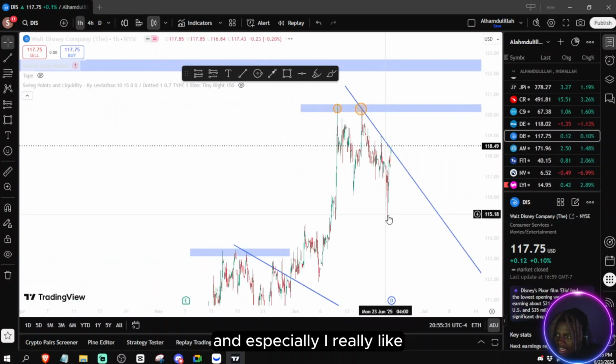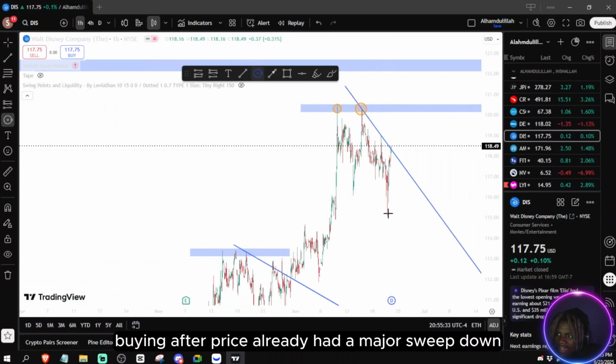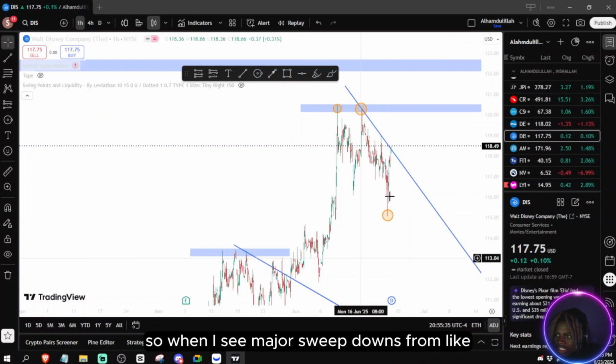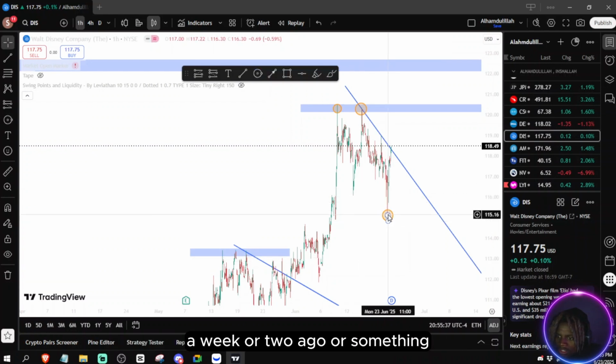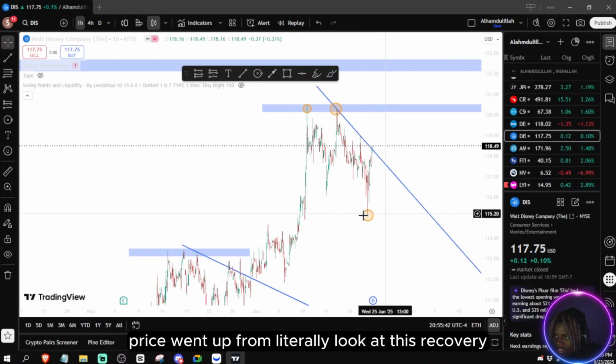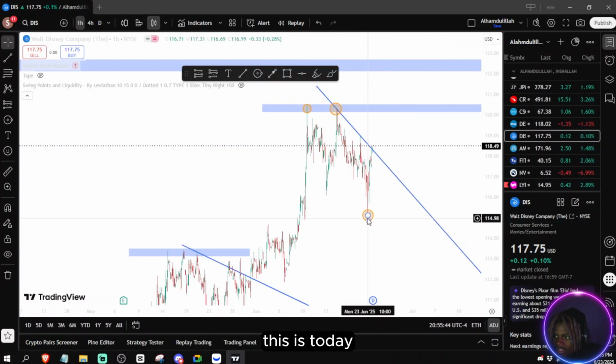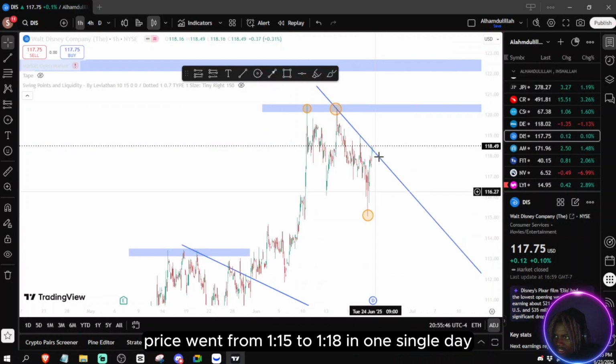And especially, I really like buying after price already had a major sweep down. So when I see major sweep downs from like a week or two ago or something, I'm excited. And this happened on Monday. Price went up from, literally look at this recovery. This is today. Price went from 115 to 118 in one single day.